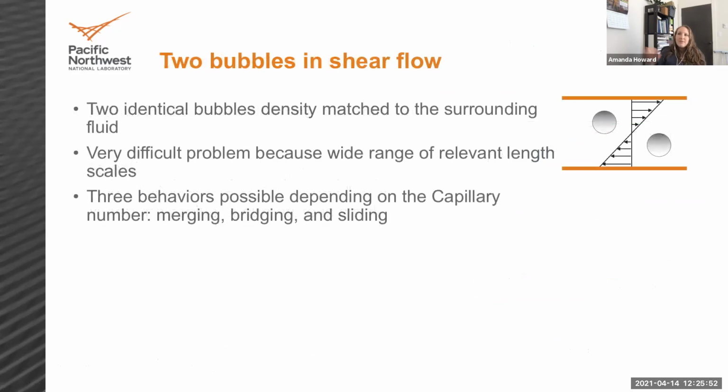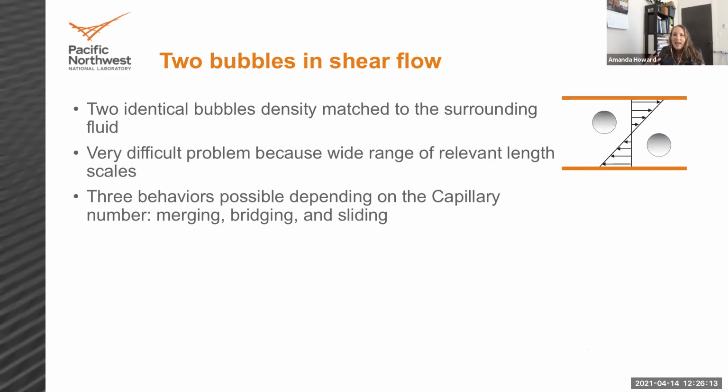Okay, so after we did one drop in shear flow, it made sense to do 2 drops in shear flow. And this is actually a really hard problem. And the reason for that is these drops are going to collide. And as they collide, the fluid between the 2 bubbles is going to have to drain out between them.